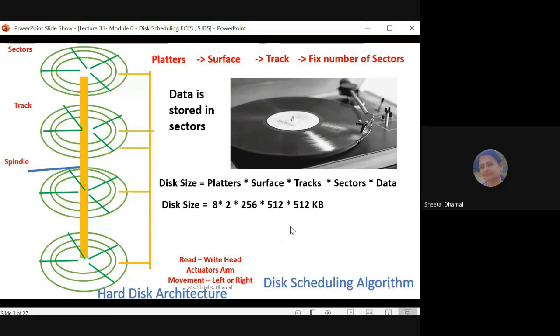So this data is given, and it is also given how much data is saved on each sector. Suppose it is given that 512 KB data is saved. In that case, you can find the disk size by multiplying platters, surfaces, number of tracks, sectors, and data. If you multiply this, you will get the size of the hard disk in terms of KB. So have you understood this?